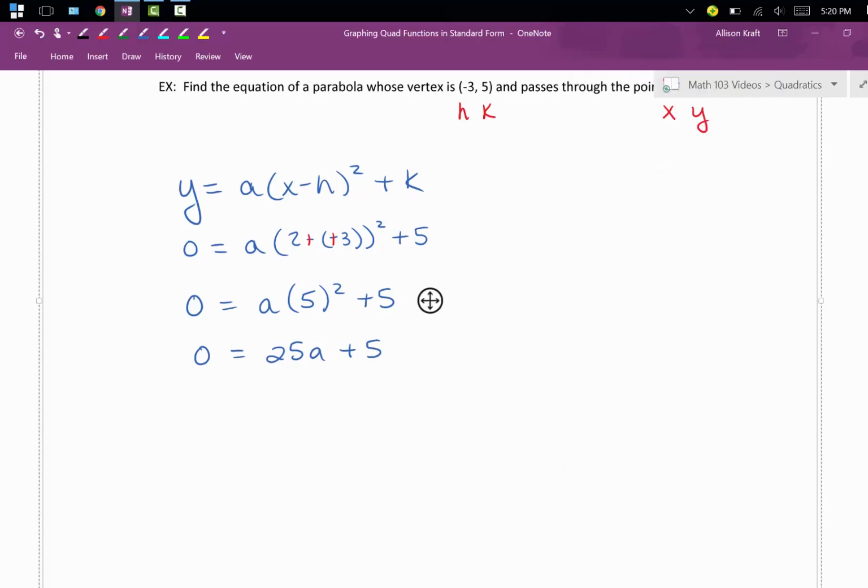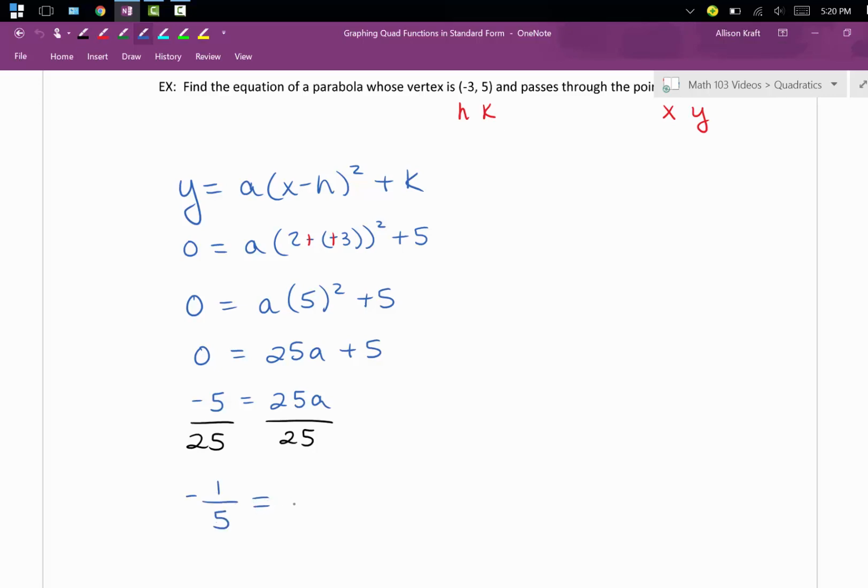Solving this linear equation, we'll move our 5 over. Divide by 25. We get that a is equal to -1/5.